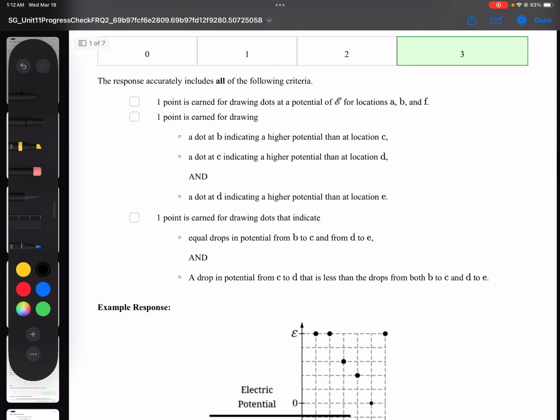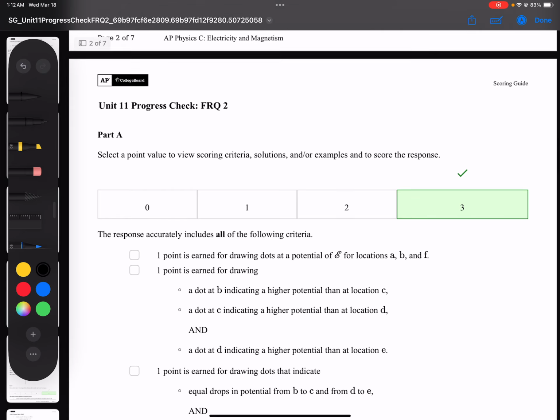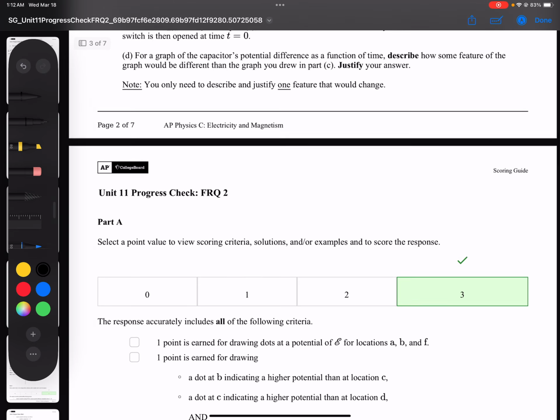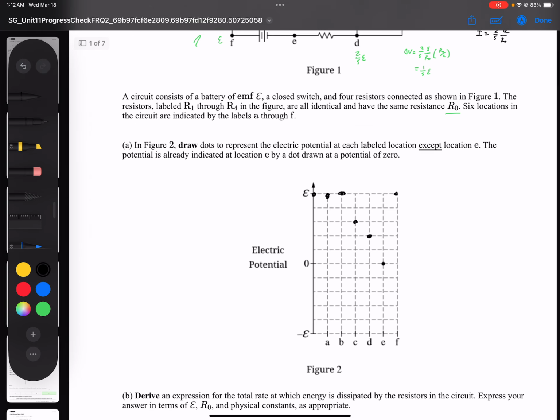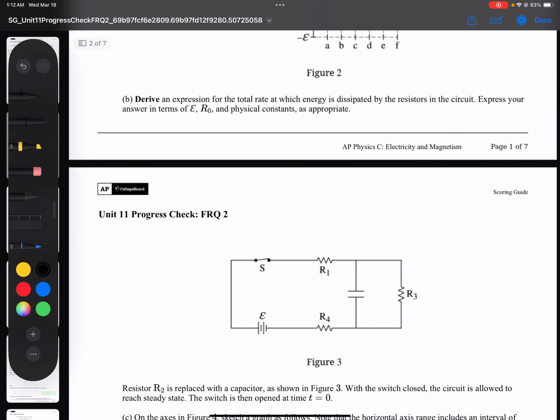So right now, let's derive an expression for the total rate at which energy is dissipated by the resistors of the circuit. Express your answers in terms of epsilon, R naught, and physical constants as appropriate.